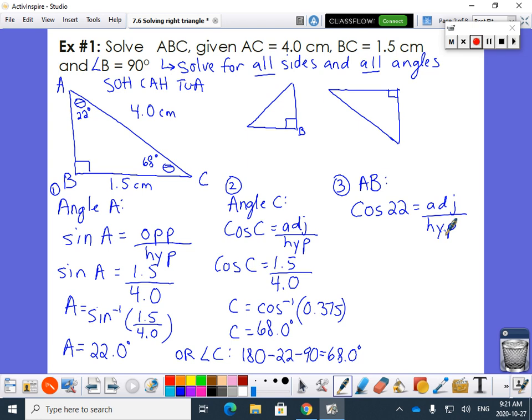So, cos 22. We have adjacent and hypotenuse. Do we have adjacent? No. So you can sub in X for that or you can keep it as adjacent. It doesn't matter. You would get full marks either way. Over hypotenuse, which is? Good. Now remind me, how do I get rid of this fraction? What do I have to multiply both sides by? Good.